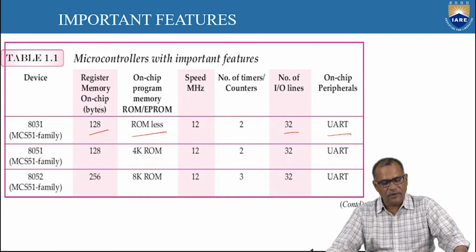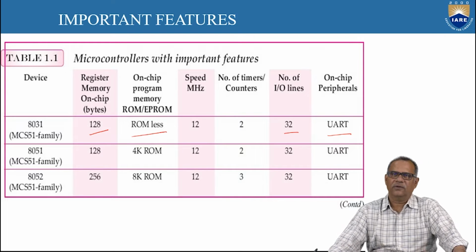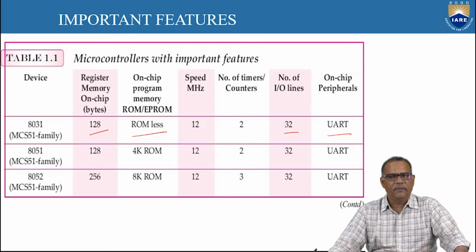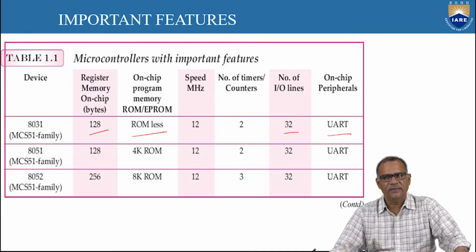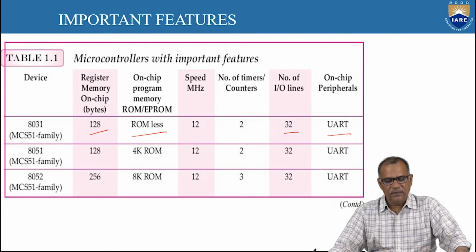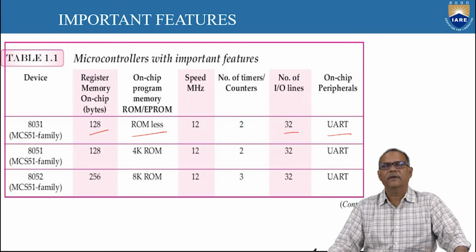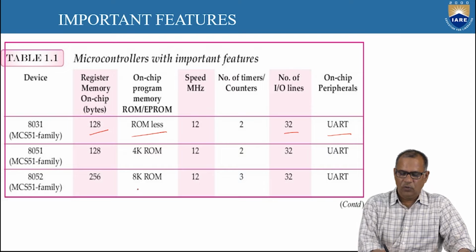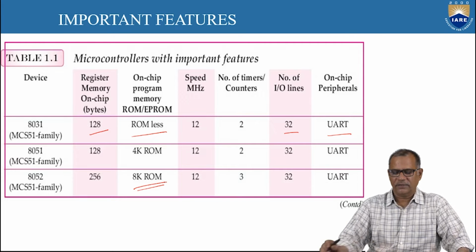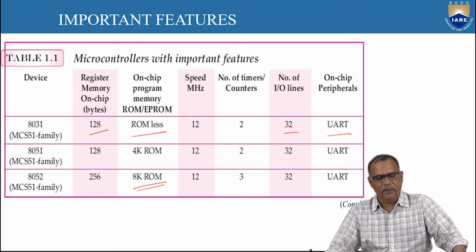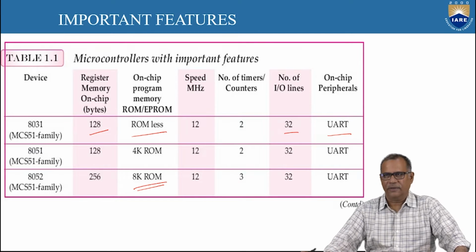Coming to the 8051, it has 128 bytes RAM and 4 kilobytes of ROM, and it also works with a 12 MHz clock, there are 2 timers and counters, the number of IO lines is 32, and it has UART. The 8052 is similar to the 8051, the only difference is that it has more ROM, 8 kilobytes of ROM. So it is double the capacity of the 8051 microcontroller.